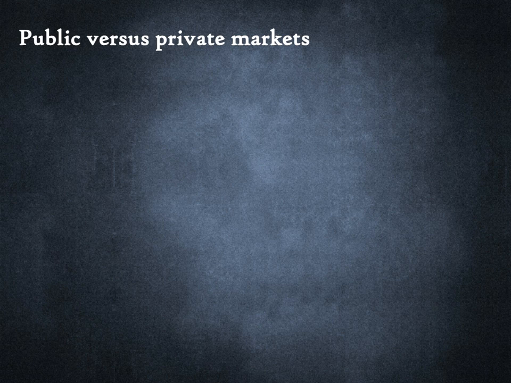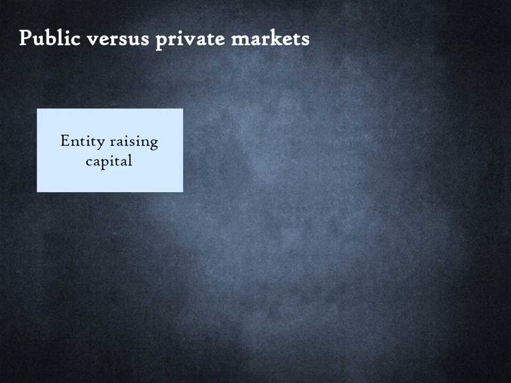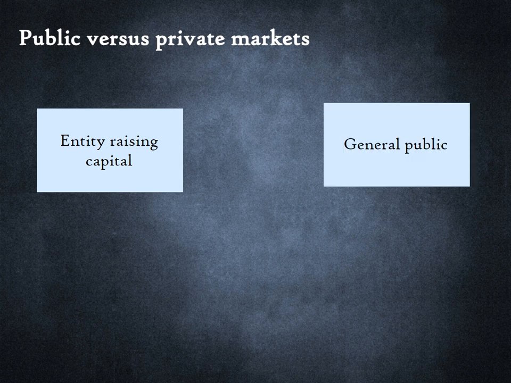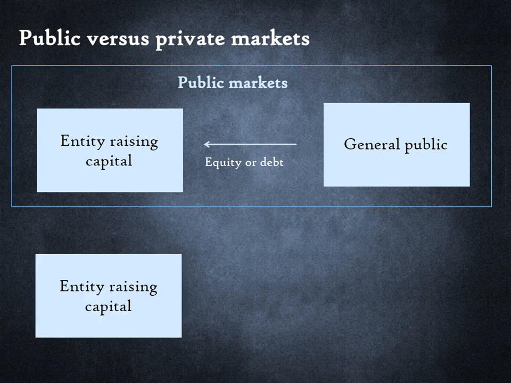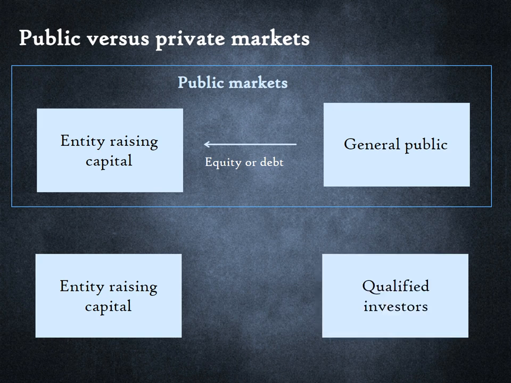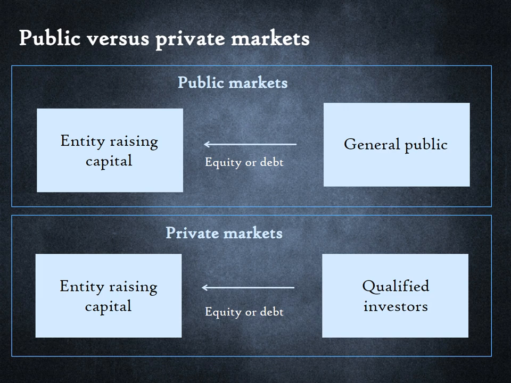Consider a company that wants to raise capital in the form of equity or debt. It can raise capital from the general public. By general public, we mean the entire universe of prospective investors, ranging from a retail investor to a pension fund. Alternatively, it can raise capital from qualified investors only. By restricting the capital raised to qualified investors only, the issuer can face lower compliance burden. The idea is that wealthy or sophisticated investors can do their own due diligence.